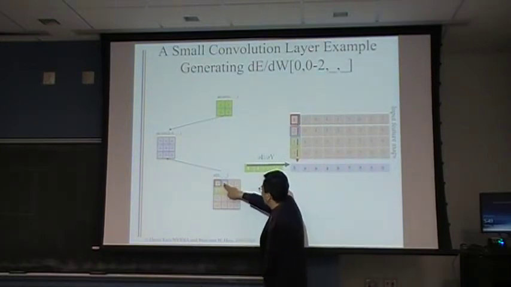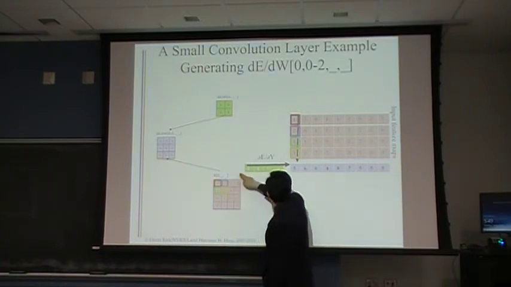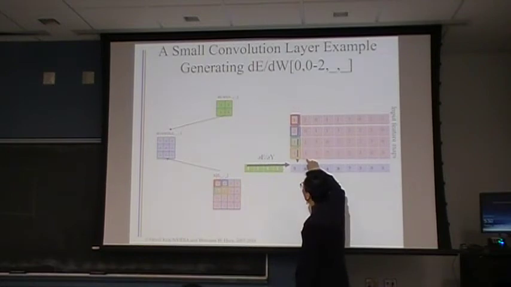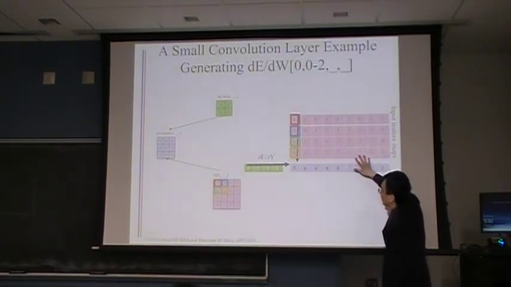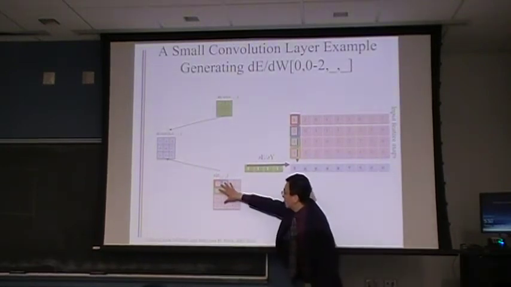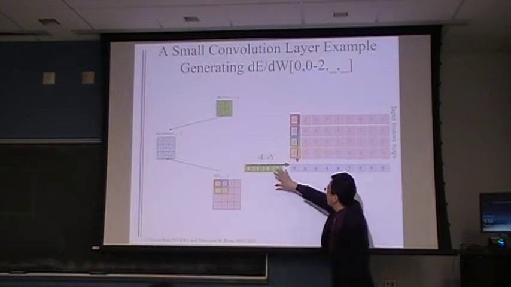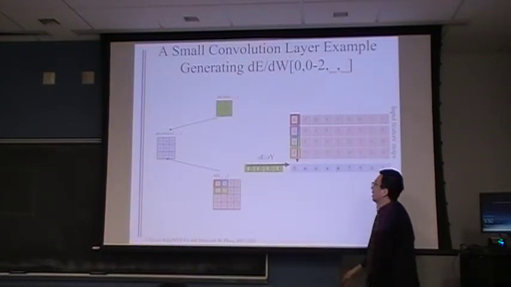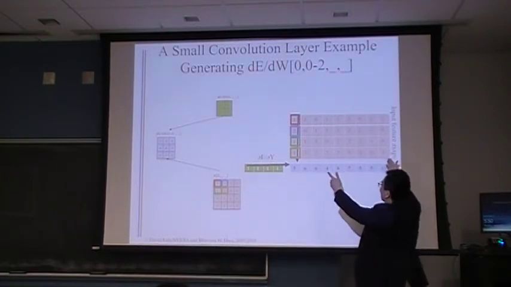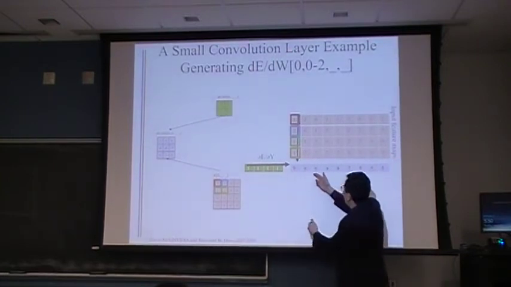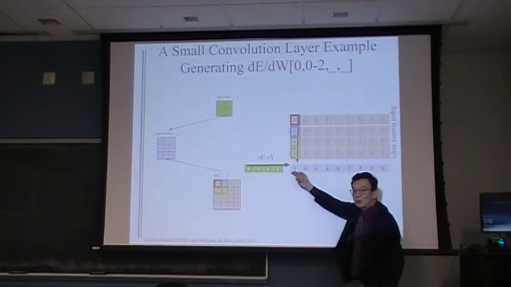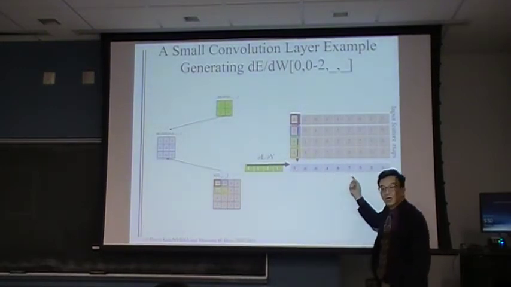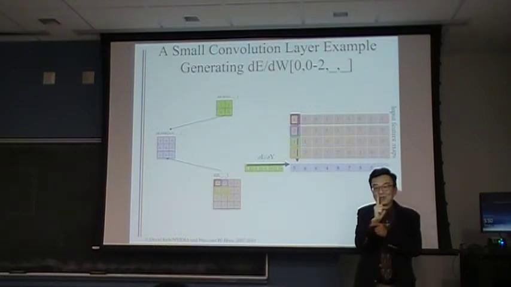So we're going to do the next one. The next one will be 2, 2, 0, 1, 3, 2, 0, 1, 3. And so we will be laying out the entire input matrix into the matrix multiplication form. And this is going to generate one output, essentially the gradient for one filter.